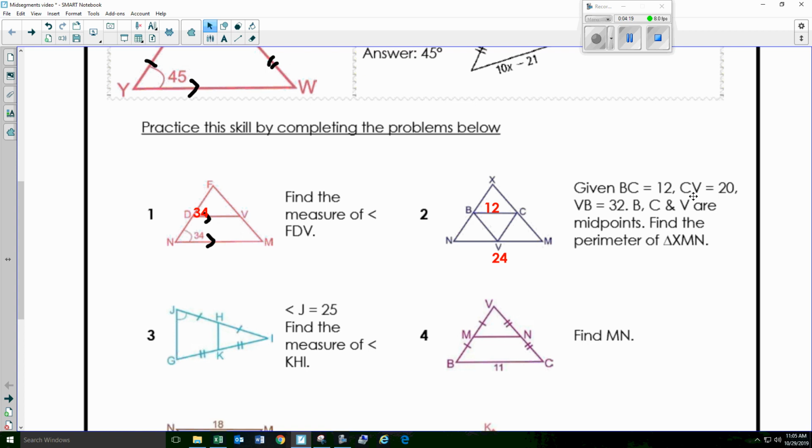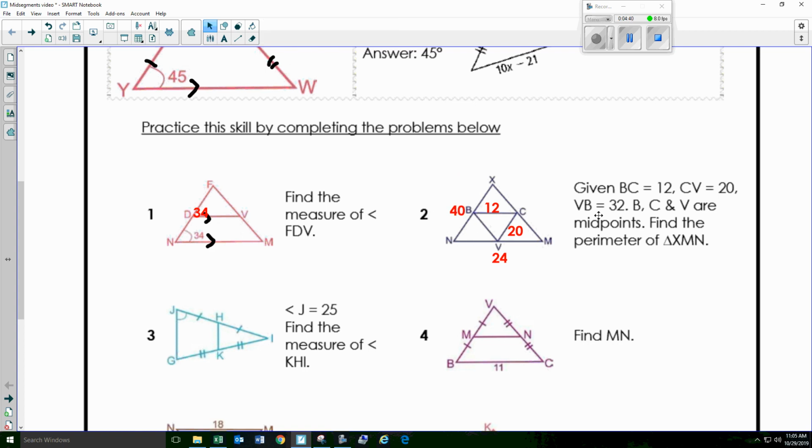It says CV is 20. CV, this piece right here, is 20. Well, don't forget, since this is a midpoint as well, and this is a midpoint, this is parallel to this base. And so this is the midsegment. So double that, and you get 40.